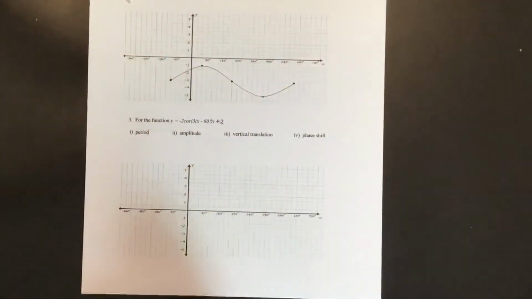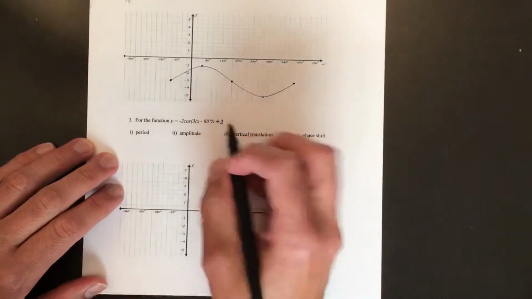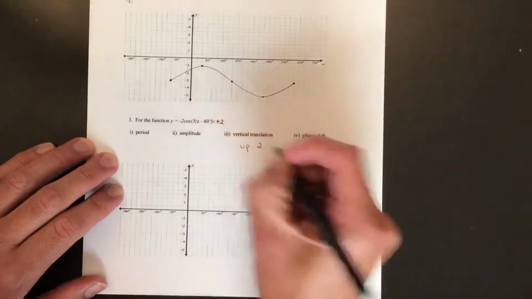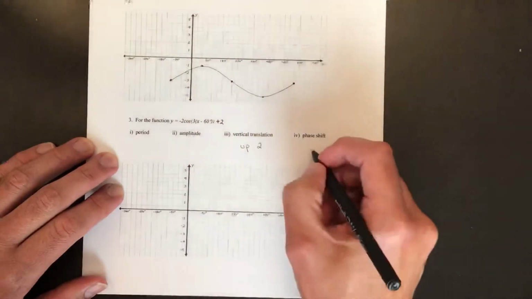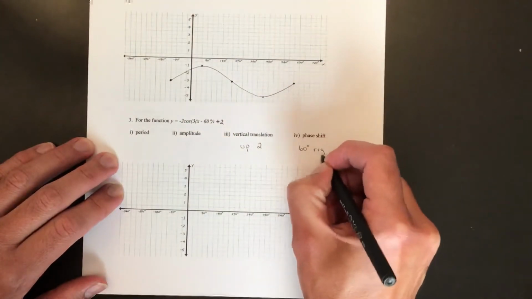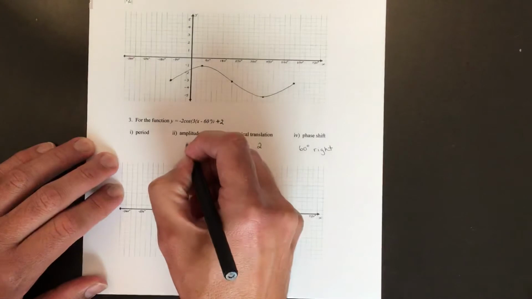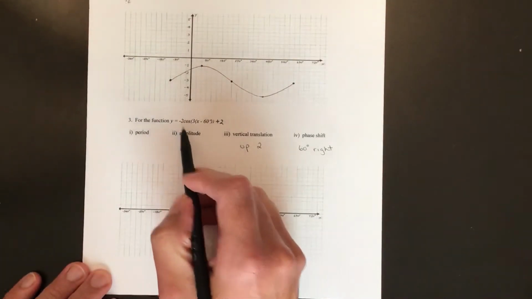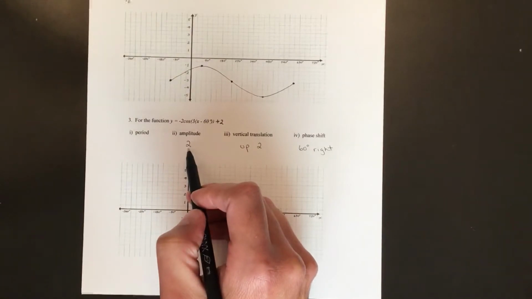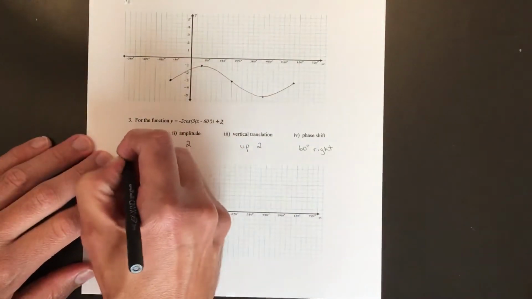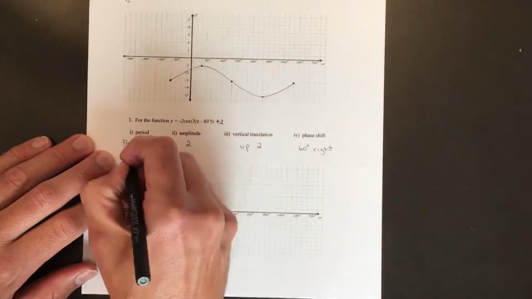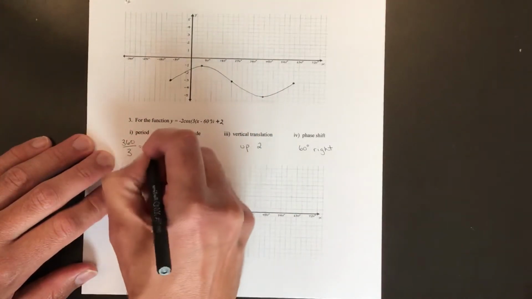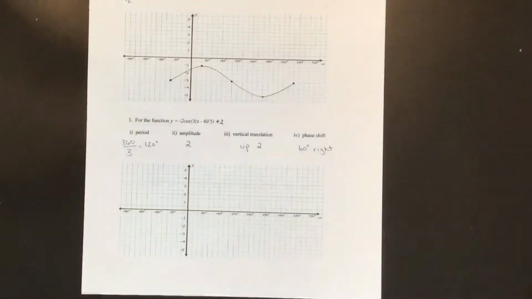So let's write in our information here again. So vertical translation, we're going to go up 2. Phase shift, we're going 60 degrees to the right. Amplitude is 2. Remember, amplitude is the distance from the equation of the axis to your maximum point. Amplitude cannot be negative. So even though there's a negative here, the amplitude is still going to be positive 2, not negative 2. The period, 360 divided by k, which is 3. 360 divided by 3, of course, is 120.